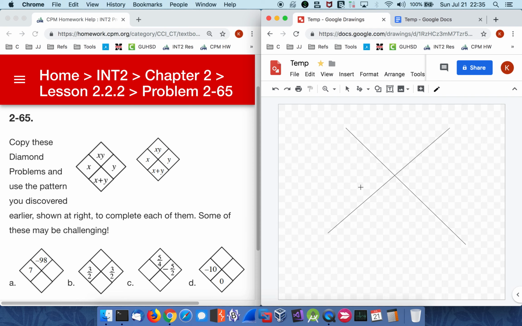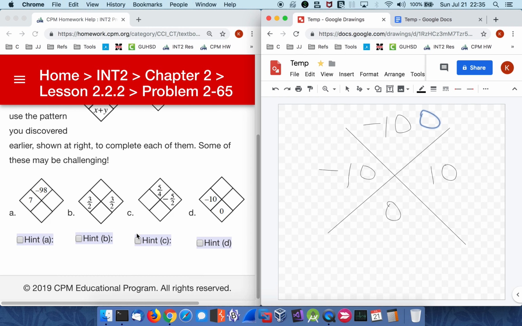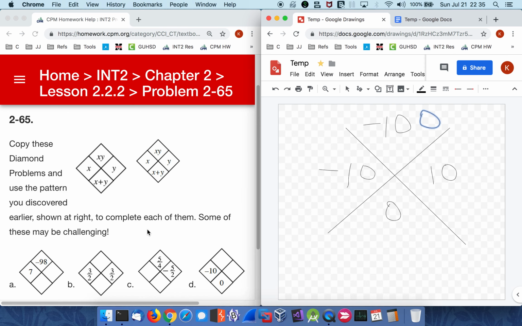Let's see what we got here for D. We got negative 10, and we've got 0. So what plus negative 10 is 0? Maybe 10? Negative 10 plus 10? 0. What's negative 10 times 10? Negative, because a negative times a positive is a negative, 100. Boom. Got it. What do they mean some of these may be challenging? Come on. Silly. Alright, cool. One down.